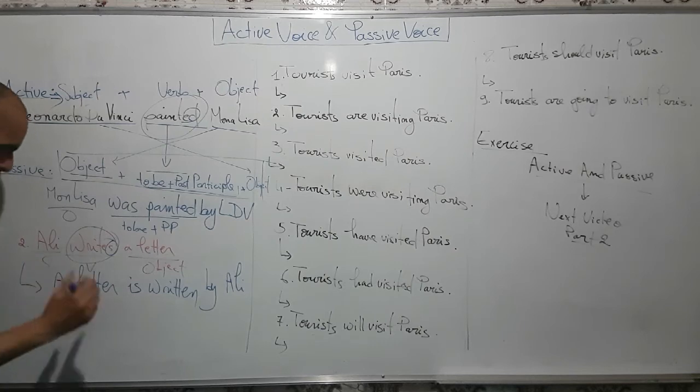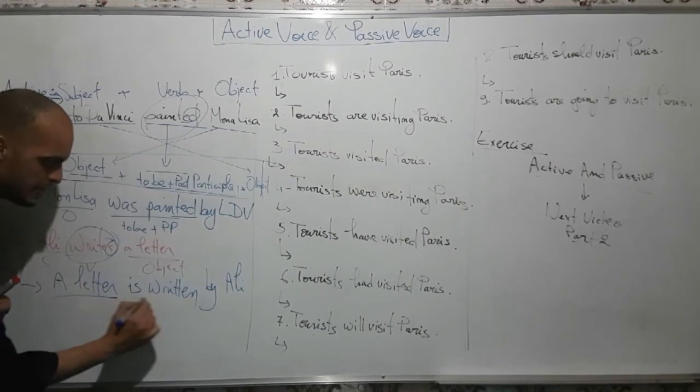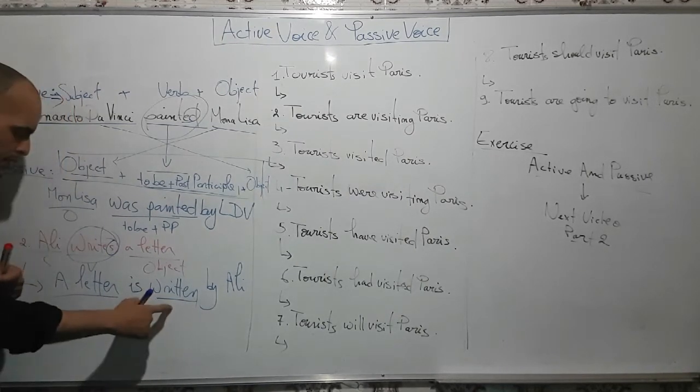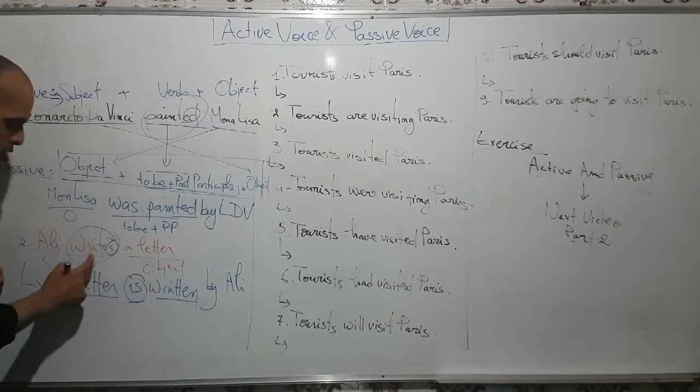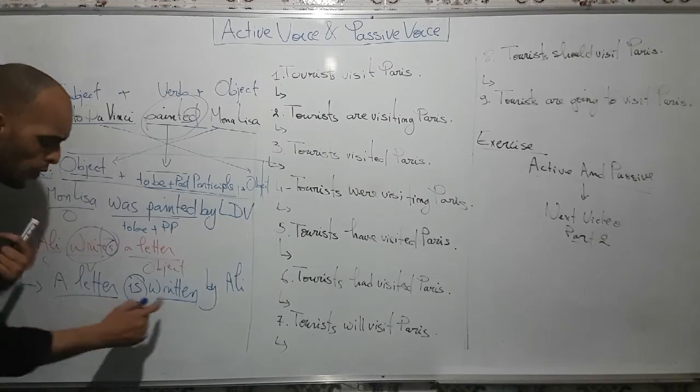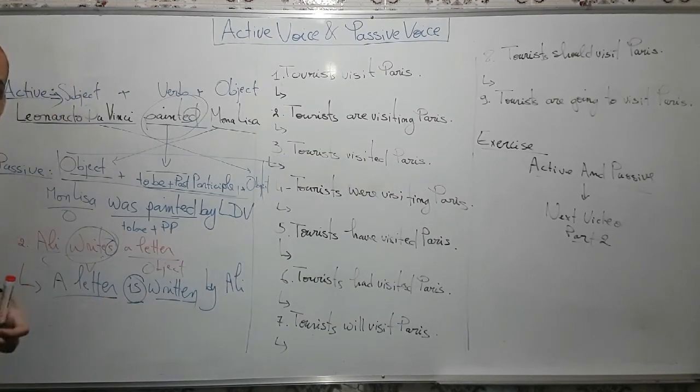So a letter, okay, object, is written. Verb to be plus past participle. Writes is conjugated in the present, so to be must be in the present. And the past participle of write is written. So plus past participle.